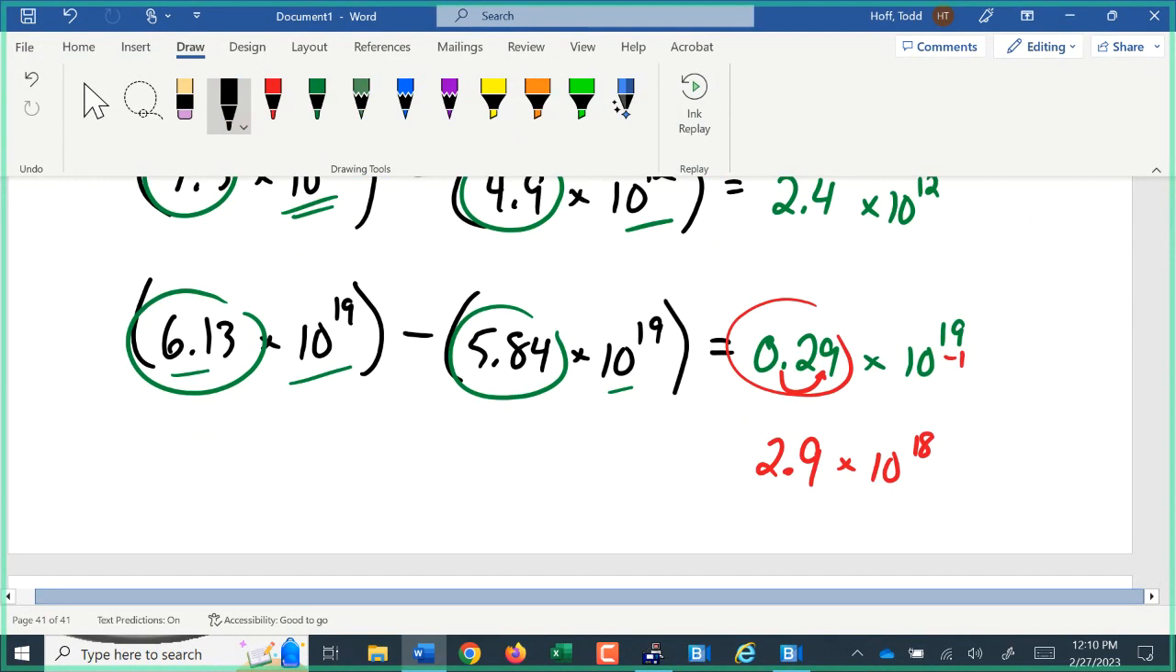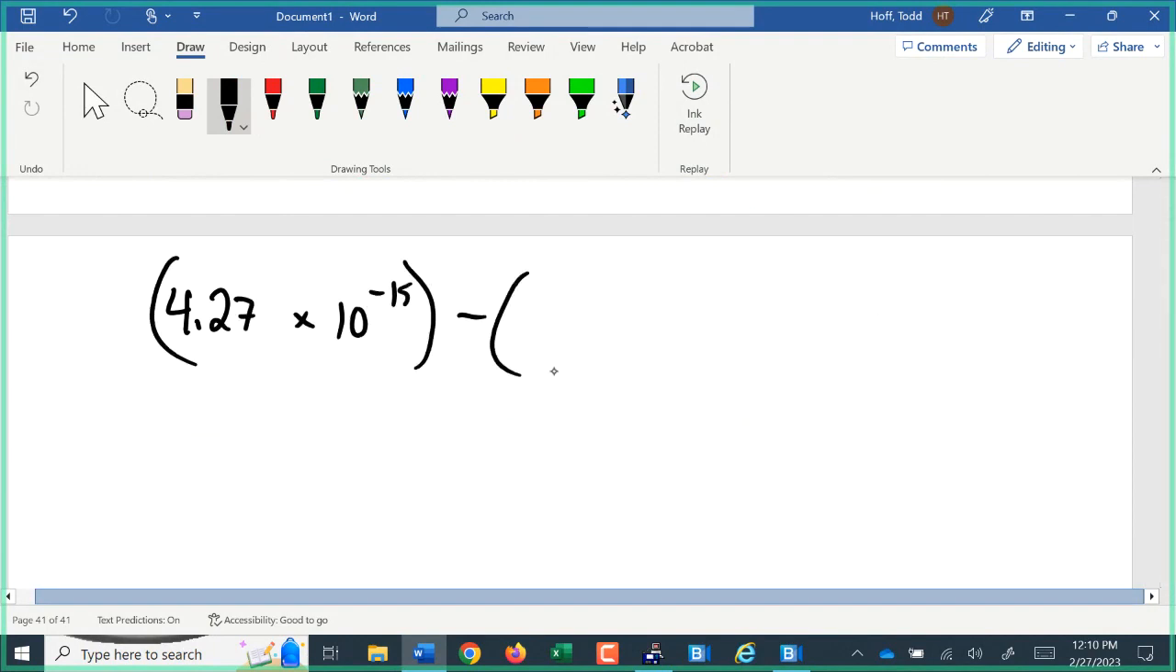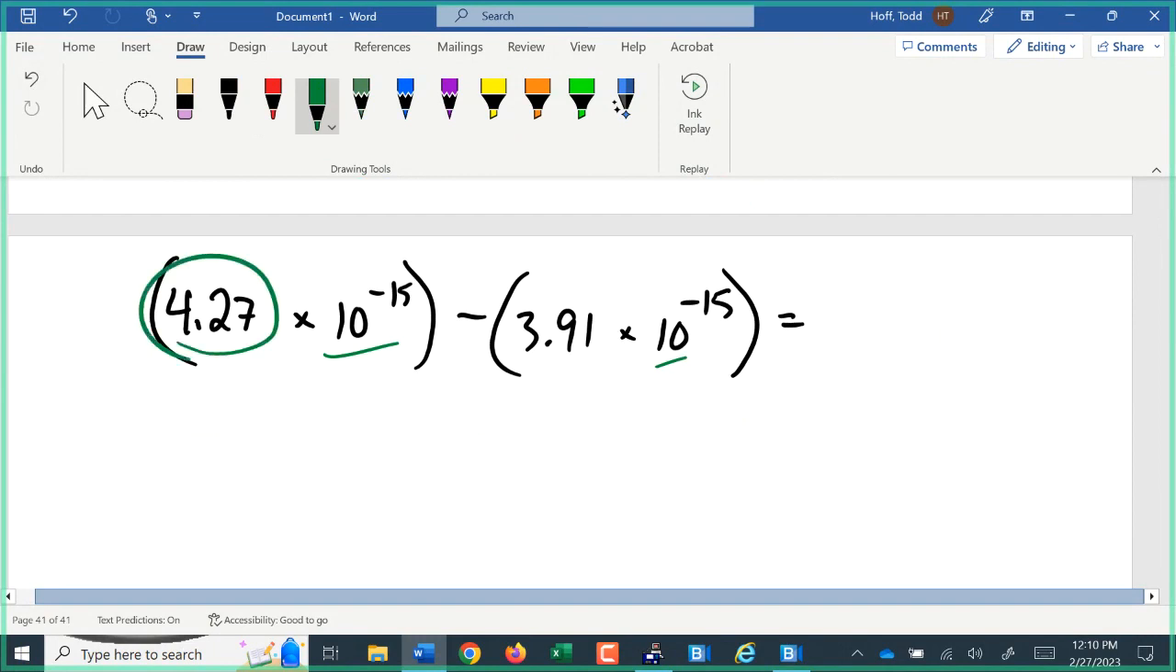Be careful here if we're working with negative powers. If we have something like 4.27 times 10 to the negative 15th minus 3.91 times 10 to the negative 15th. Well, again, we have the same power of 10, so we have the same name. So we're ready to go ahead and combine. We subtract. 4.27 minus 3.91 is 0.36 times, we keep that same name of 10 to the negative 15th.